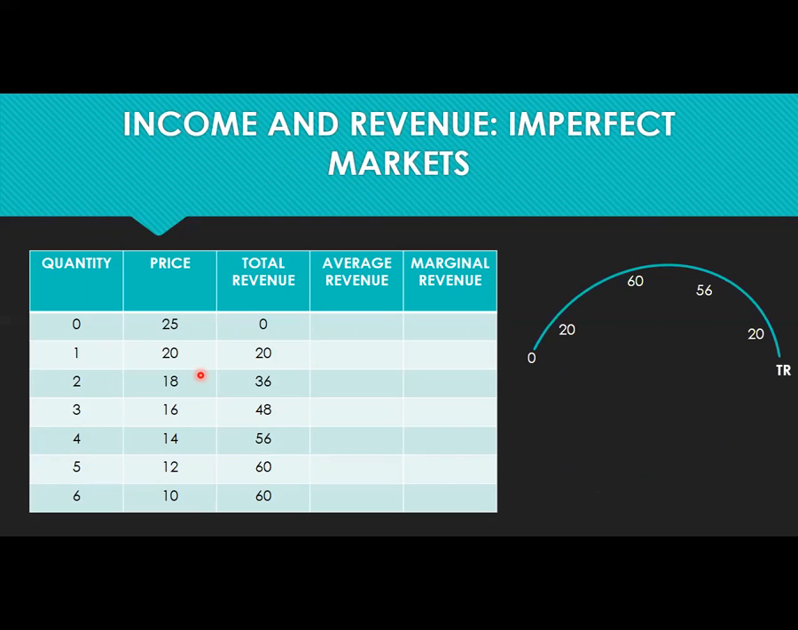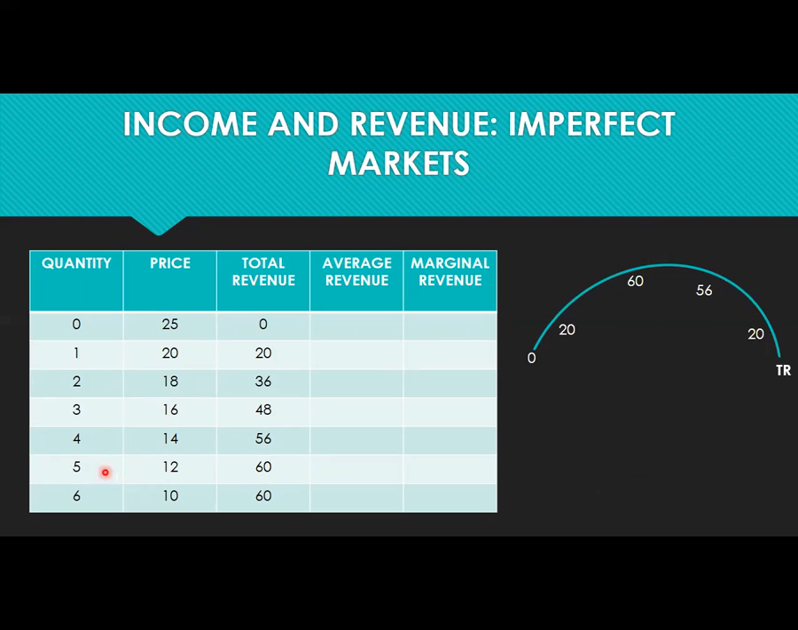So this is what our total revenue curve looks like. As we decrease the price of our product, our revenue will increase up to a certain point. And then you will see from the 7th unit, 8th unit, 9th unit onwards, your revenue will actually start decreasing.